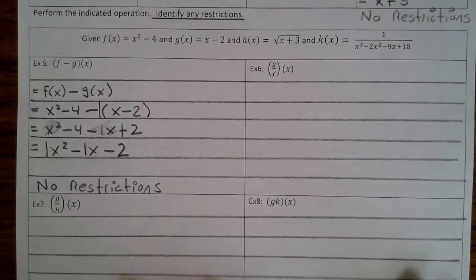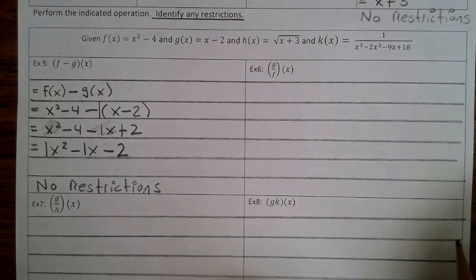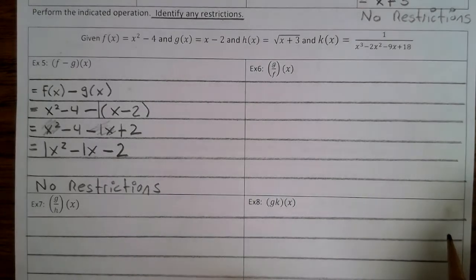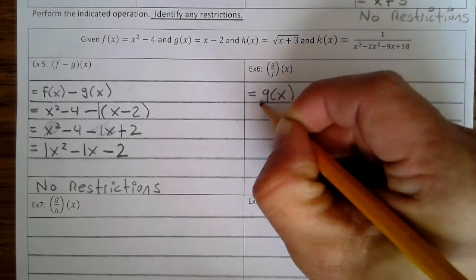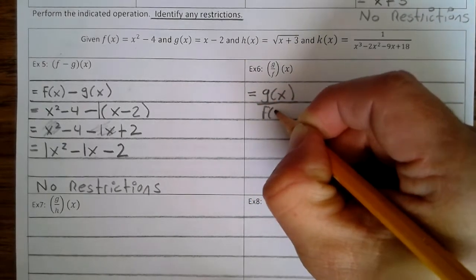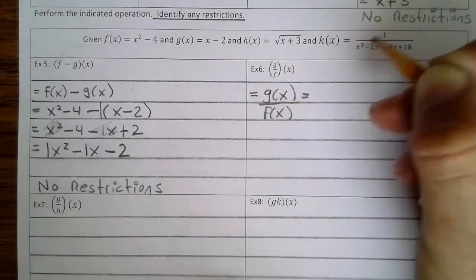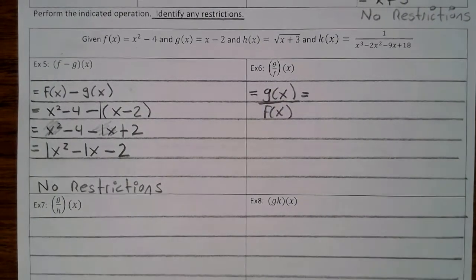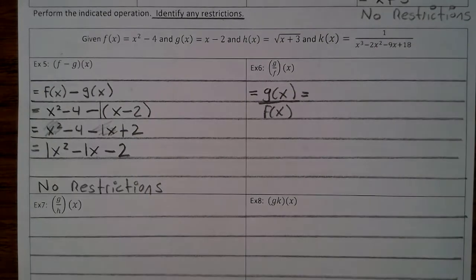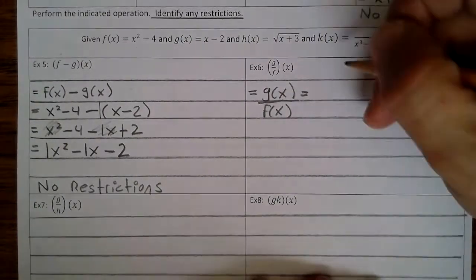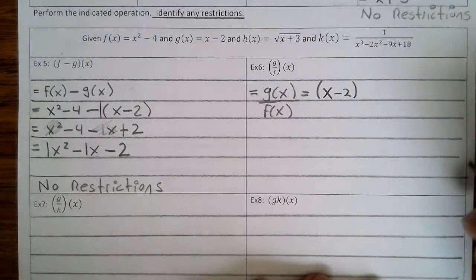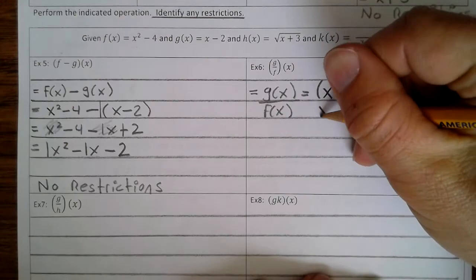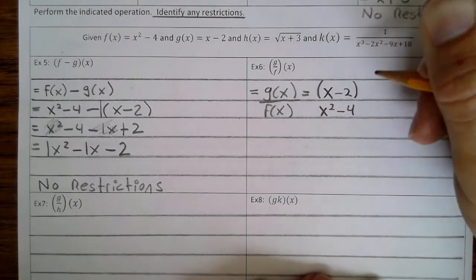All right, let's look at example 6. So we have g divided by f of x. So that's g of x divided by f of x. Now there is a denominator, so there's a chance for restrictions. So g of x is x minus 2 divided by f of x, which is x squared minus 4.